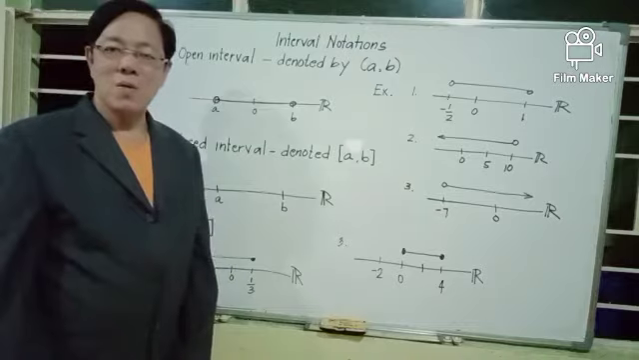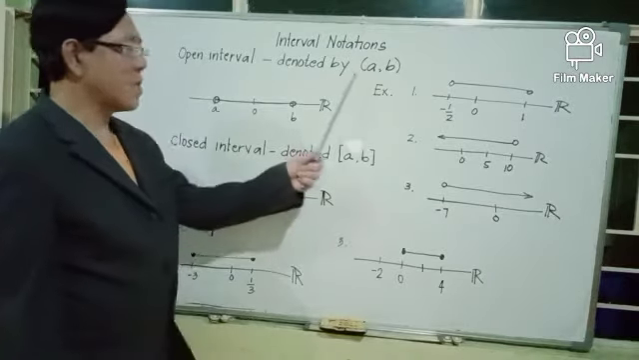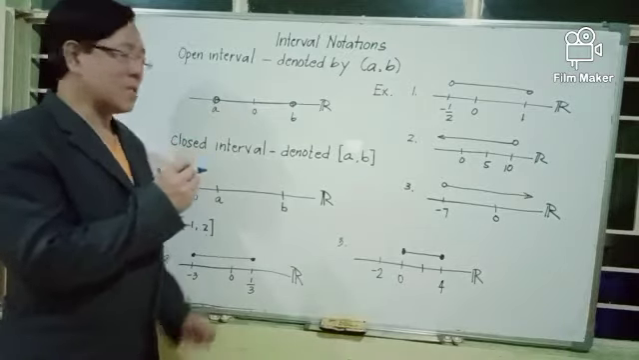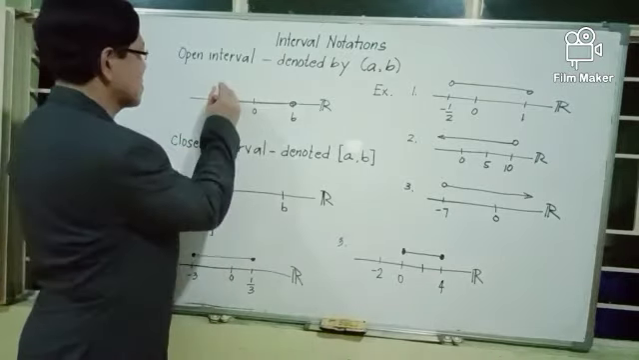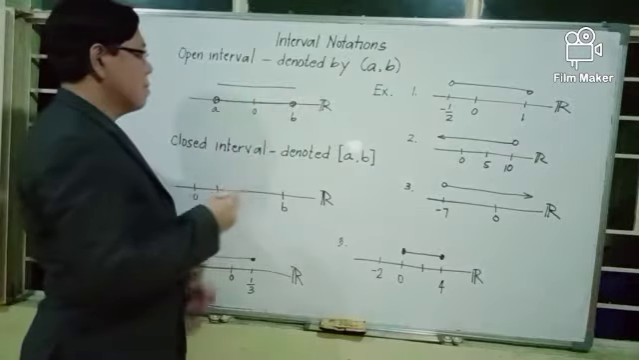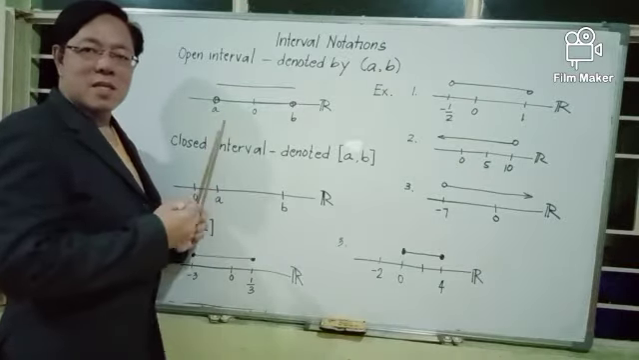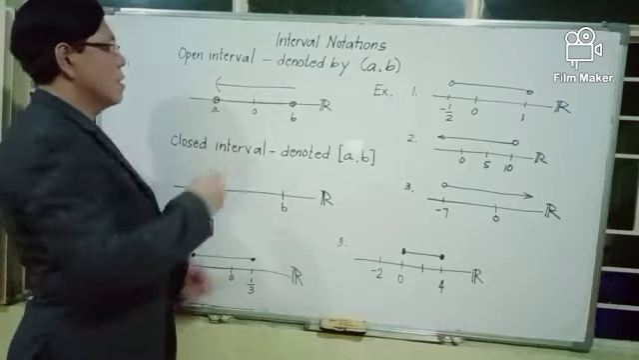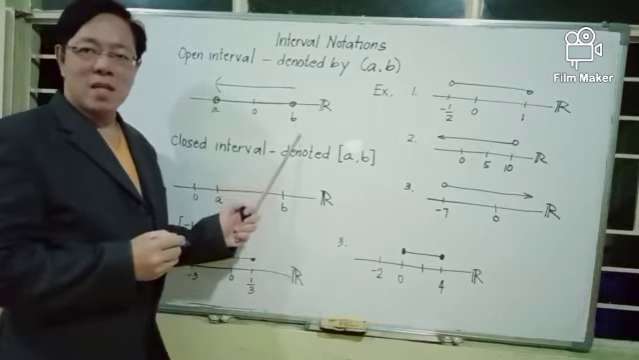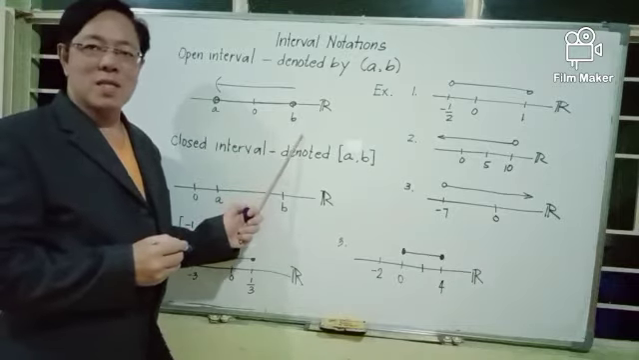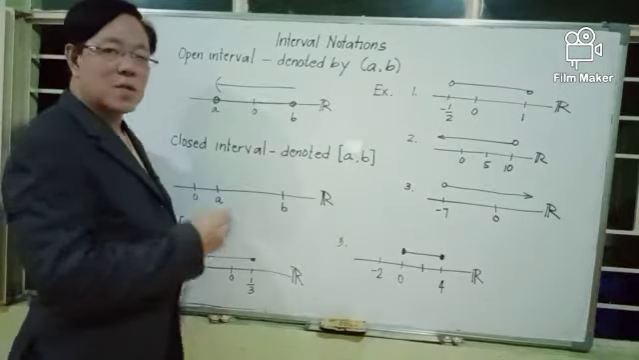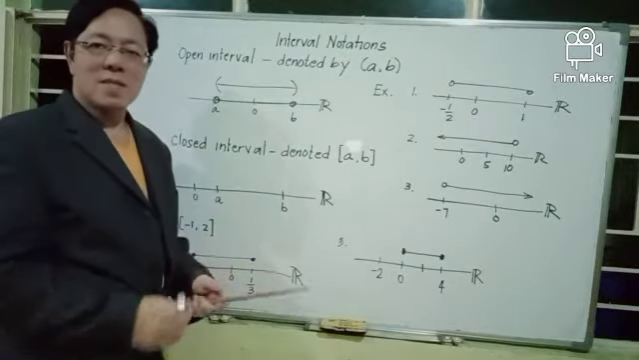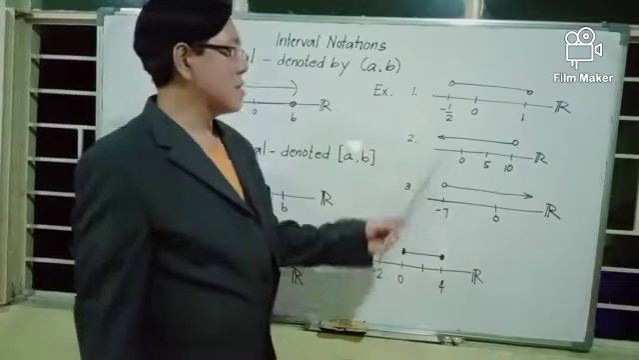We also denote diagrammatically the open interval AB in this way. It is a set of real numbers between A and B, but the left endpoint A is not included in the set, denoted by open parenthesis. And the right endpoint, the real number B, is also not included in the open interval, denoted by close parenthesis. We take three examples of open intervals.